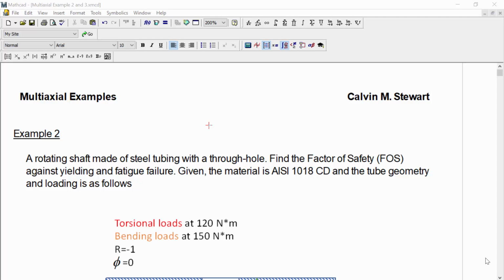I'm Dr. Stewart. Today, we're going to do another example for multi-axial fatigue loading. This is example 2, and this is a fairly complicated example, so it's going to take us some time to get through it.